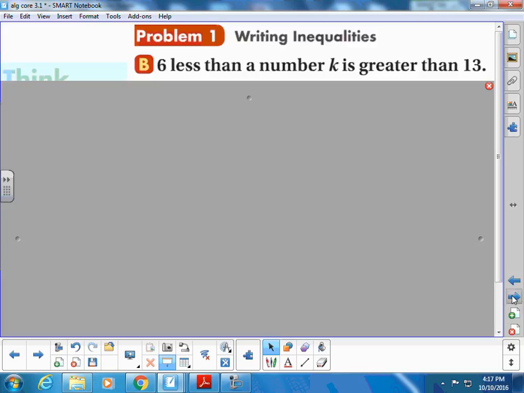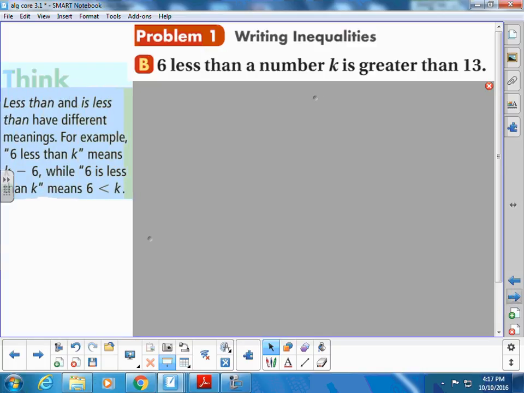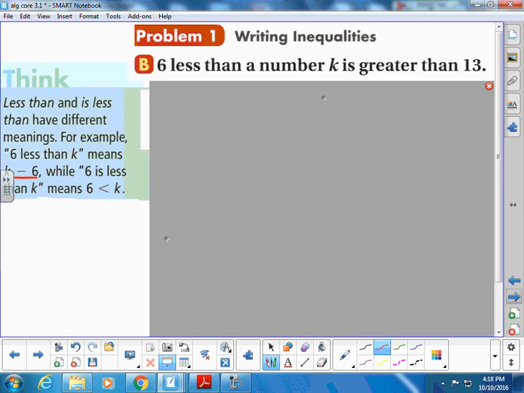All right, let's try another one. So 6 less than a number k is greater than 13. This one sounds a little confusing because we have less than a number is greater than. So let's look at it. Remember when we had to write number sentences with subtraction? And we talked about how 6 less than k actually is k minus 6. You have to know what k is before you can know what 6 less than k is. So this we can interpret to mean k minus 6. Well, 6 is less than k means 6 is less than k. So that little word is makes a big difference here.